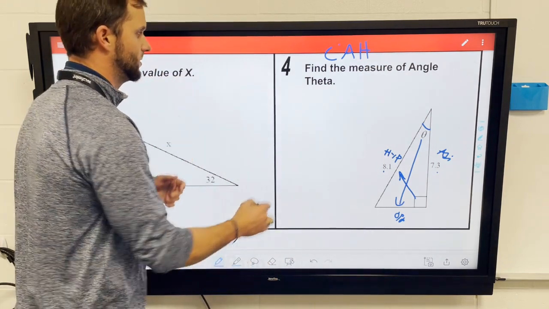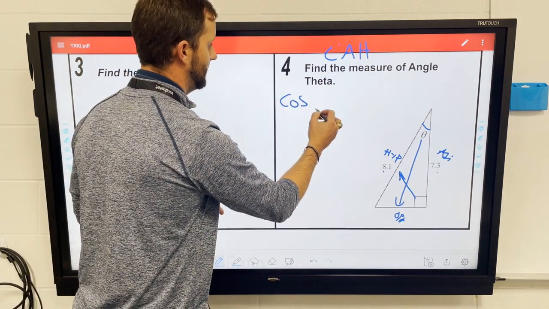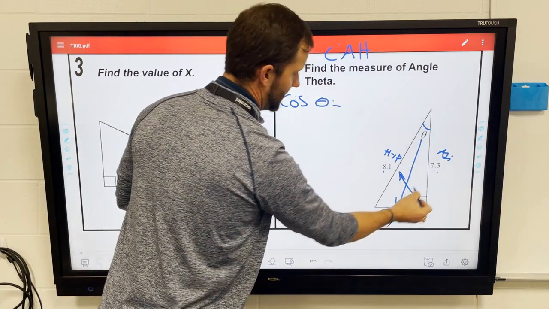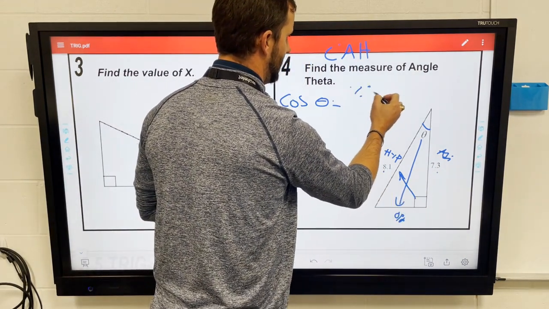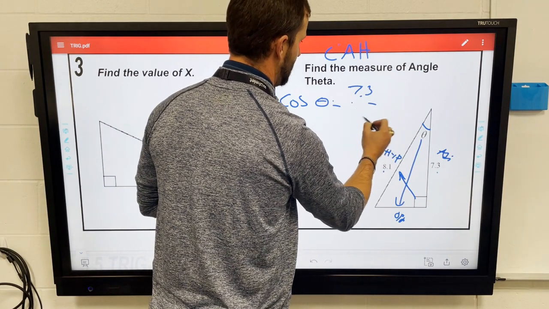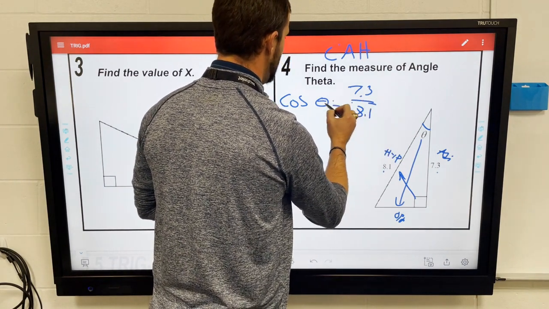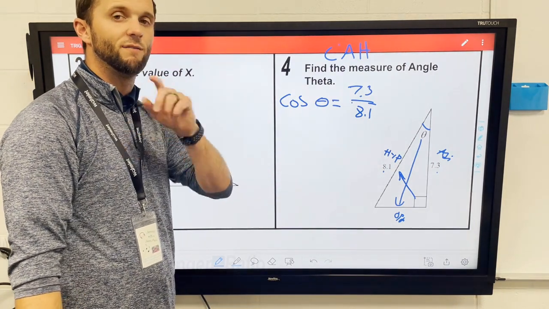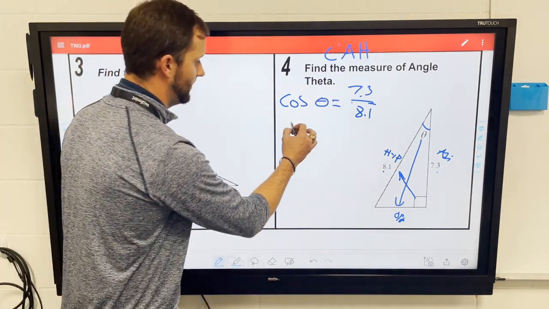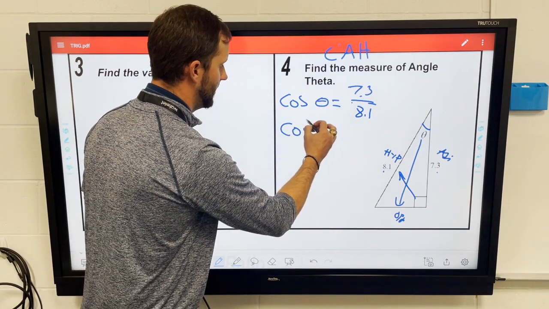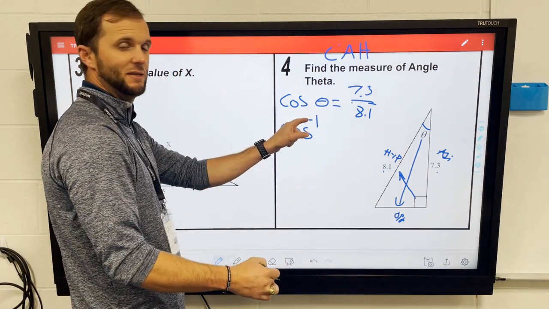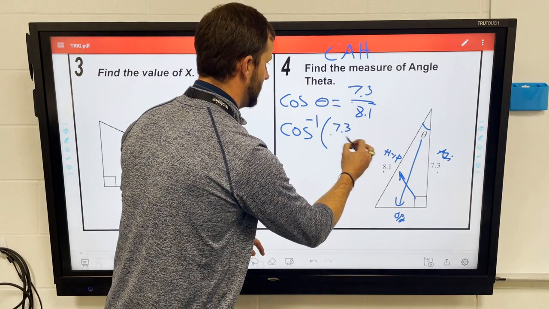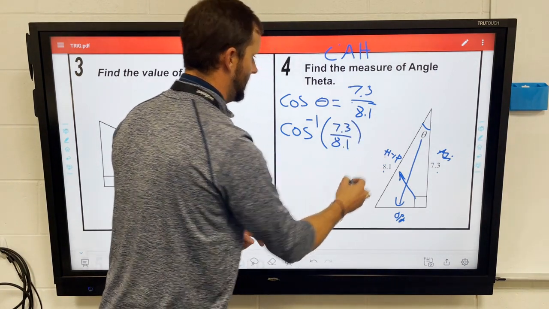So here we go. I need to find the cosine of theta, which is going to be equal to adjacent over hypotenuse. So 7.3 over 8.1. I know if I need to find the angle measurement, I need to use the inverse of cosine. So in your calculator, you're going to do cosine to the -1 power. Remember, that means inverse. Inside the parentheses, I'm going to write the ratio of adjacent over hypotenuse.